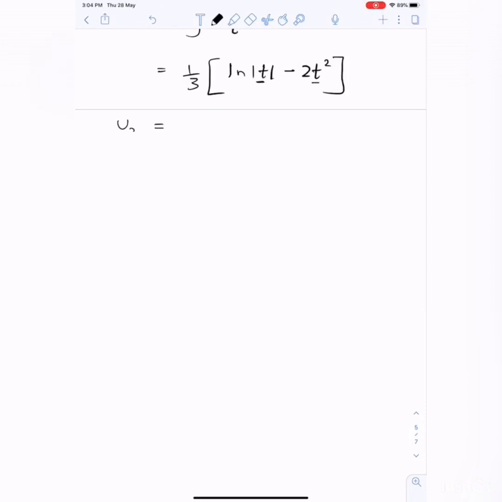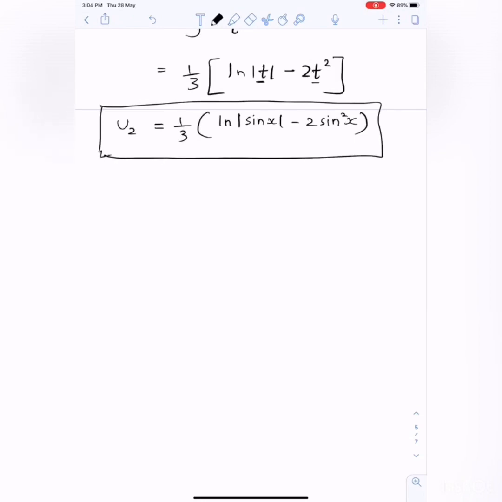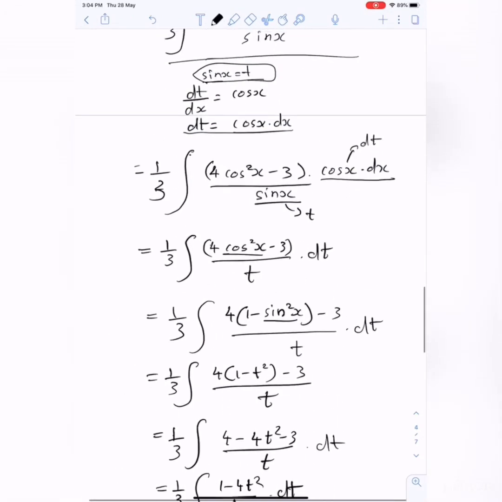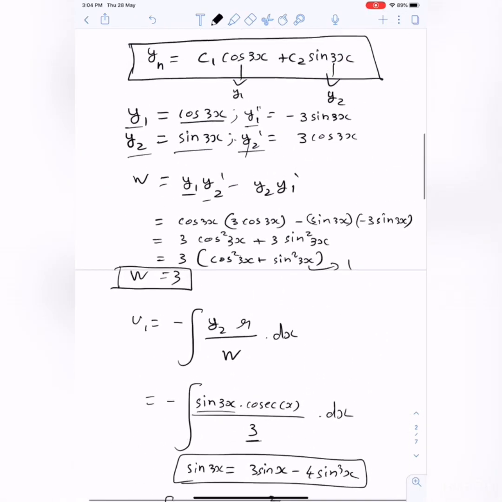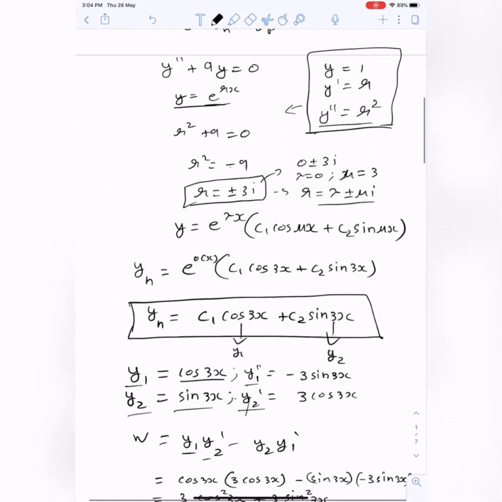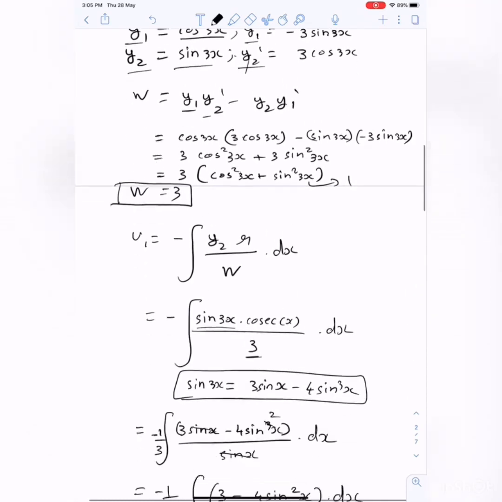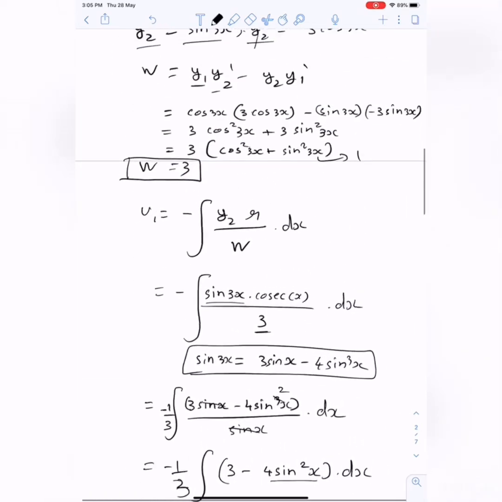So our u2 would be 1 by 3 ln mod of sine x minus 2 sine square x. Okay, so now we have found our u1 and u2. Using this u1 and u2, we'll be able to find our y particular.